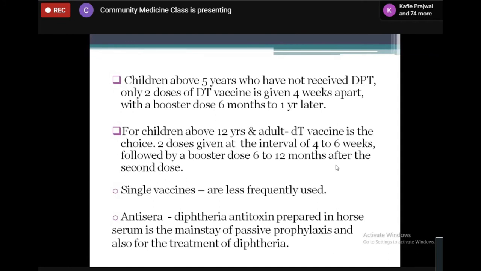Passive prophylaxis means if someone gets exposed to this bacteria while working in the lab, while collecting the sample, while dealing with the patient, then you can give this anti-sera. Anti-sera means diphtheria antitoxin, which is prepared in horse serum.